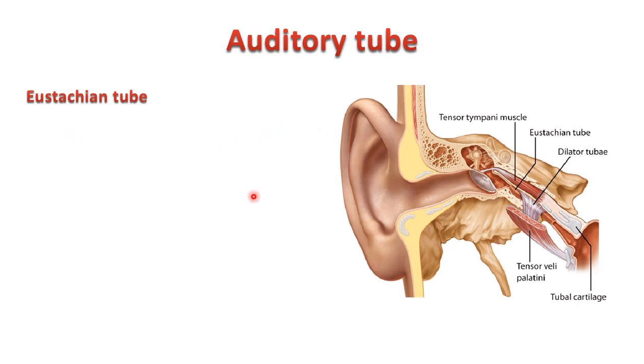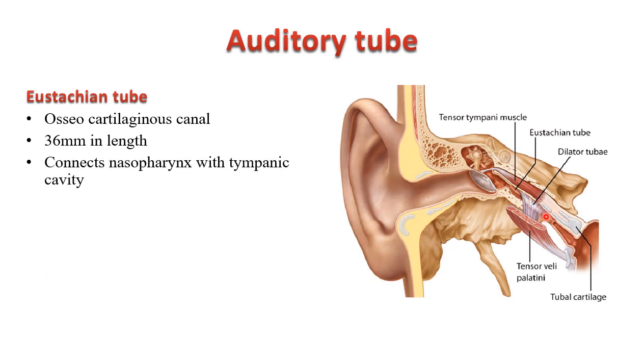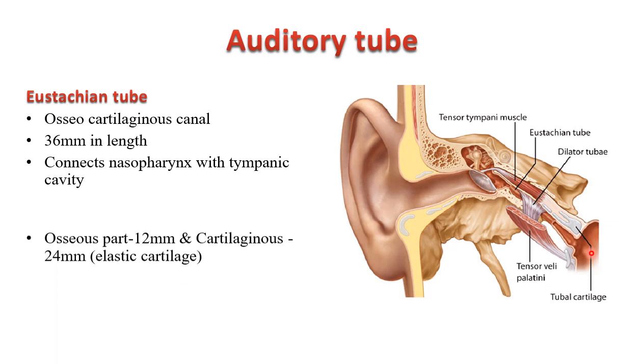So next, coming to the auditory tube, since it is situated in the anterior wall, also called the eustachian tube. Again, it is an osseo-cartilaginous canal, partly cartilaginous. The lateral part is cartilaginous and the medial part is osseous. It is almost 3.6 centimeters in length, and it connects the lateral wall, that is the nasopharynx, with the middle ear cavity, mainly for equilibrium of the pressure on either side of the tympanic membrane. That is the main function of the auditory tube.